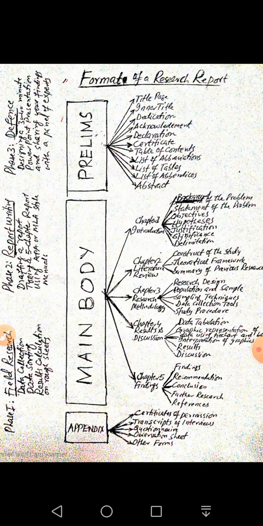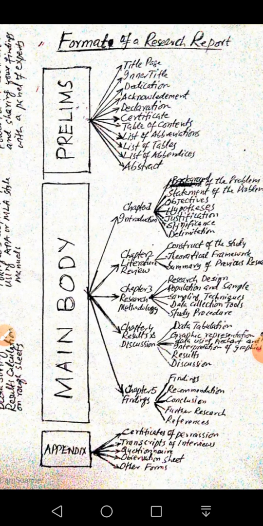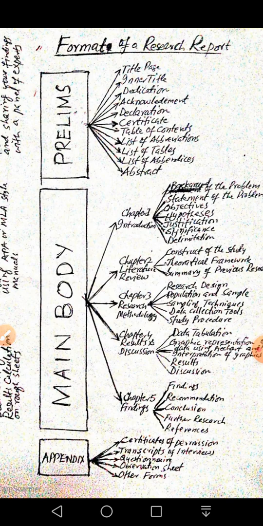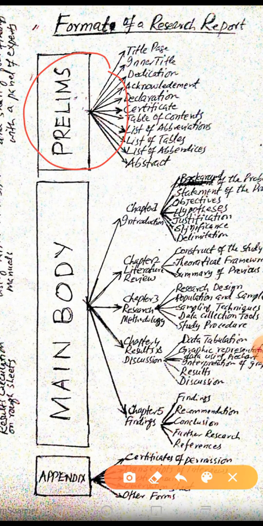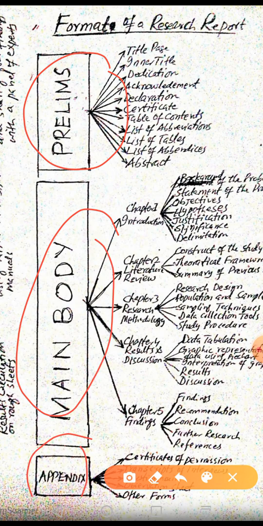Okay, so actually a report is a written document, and it is also called a thesis or a dissertation. It's a research document. After you have conducted the research and analyzed the data, you have to report it. Report means a written report. This written research report has three main sections. First is the preliminary pages, second is known as the main body of the report, and at the end we have appendices.